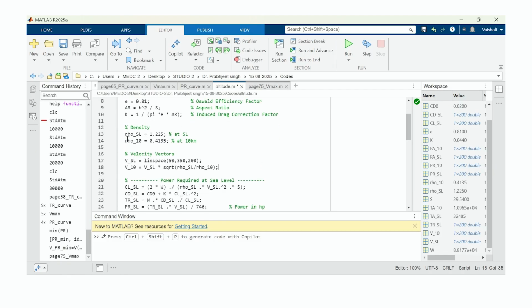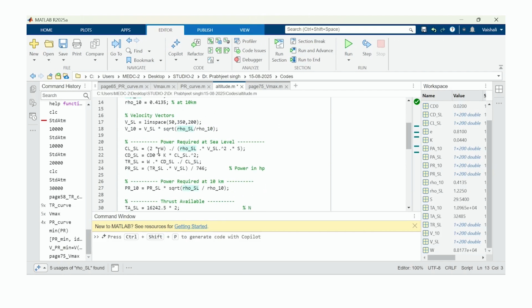Similarly, after that we wrote power required at sea level: CL equals 2W by rho S V square. Then what is the CD at sea level? CD naught plus K CL square. Thrust required at sea level, W into CD by CL. And then finally power required at sea level, that is thrust required into velocity. This I have divided directly by 746, so what you get is power in horsepower.